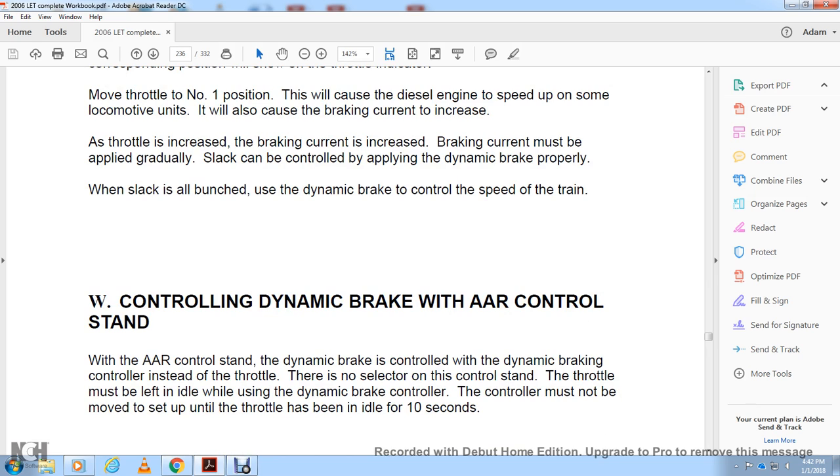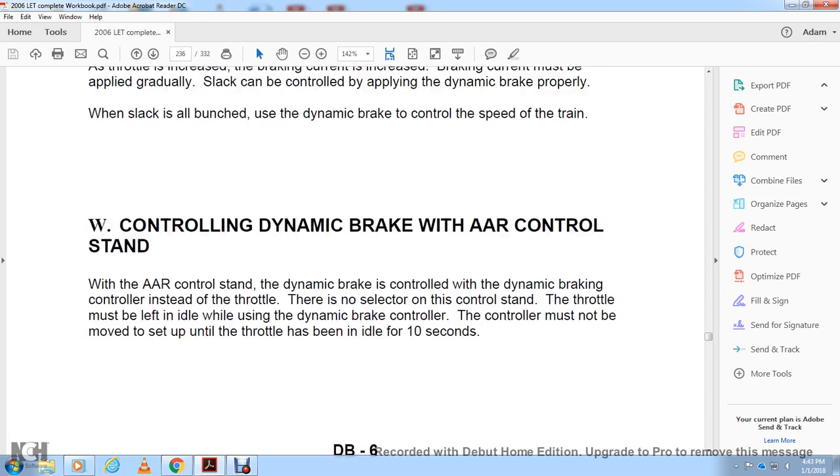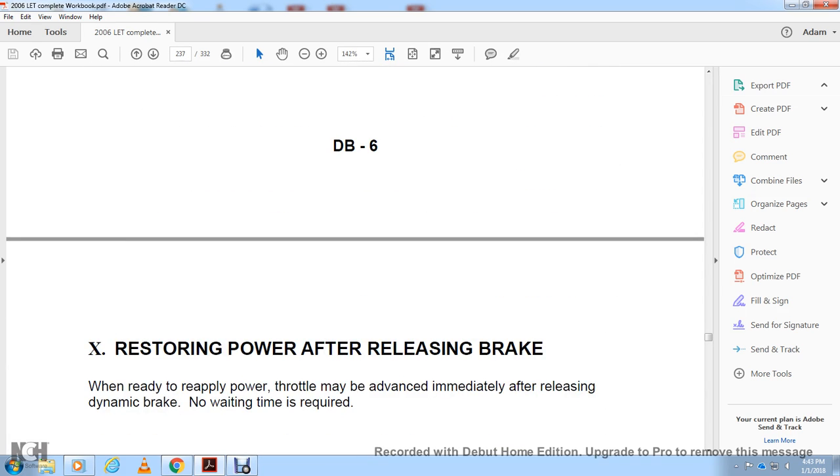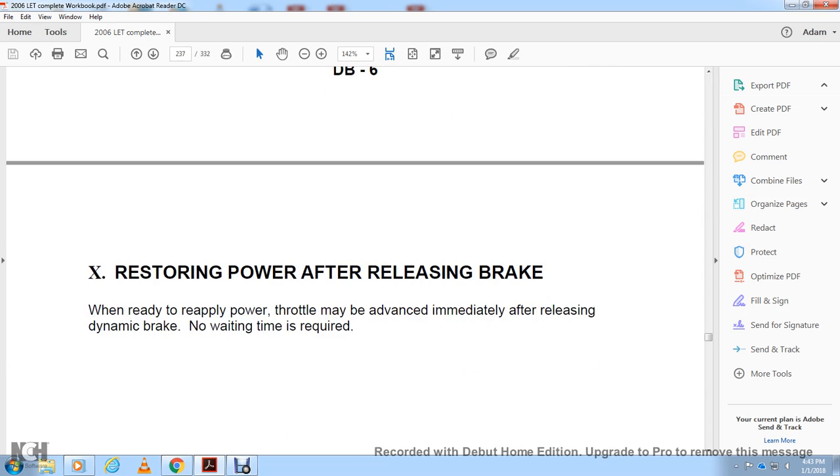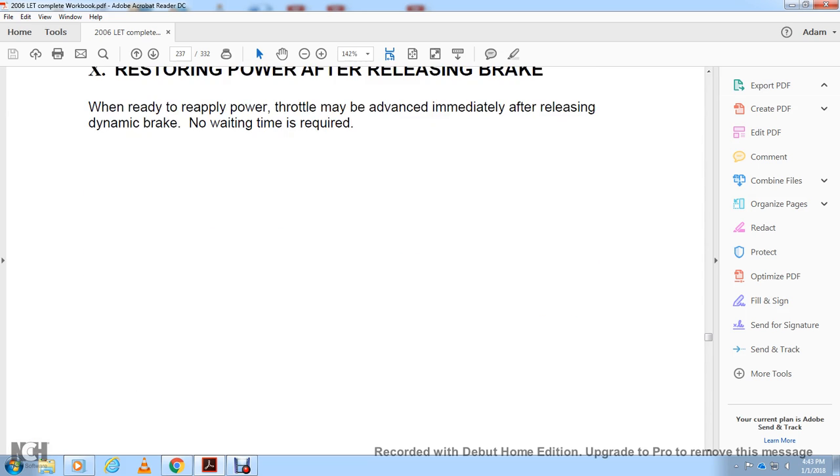Controlling dynamic brake with the AAR control stand. With the AAR control stand, the dynamic brake is controlled by the dynamic braking controls instead of the throttle. There is no selector on the control stand. The throttle must be left in idle when using the dynamic brake controller. The control must not be moved to set up until the throttle has been in idle for at least 10 seconds. Restoring power after releasing the brakes: when ready to reapply the throttle, it may be advanced immediately after releasing the dynamic brake. No waiting time is required.